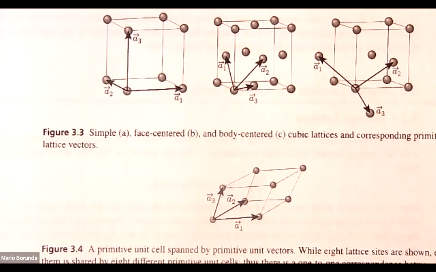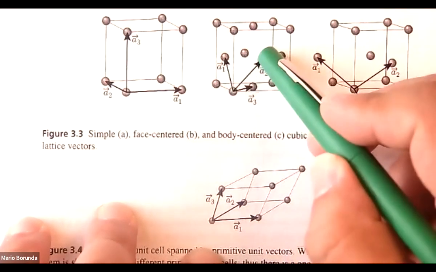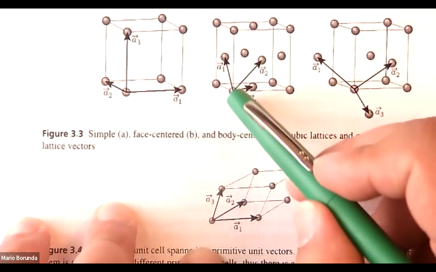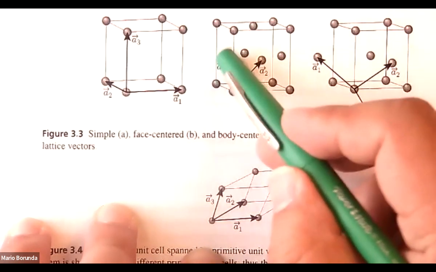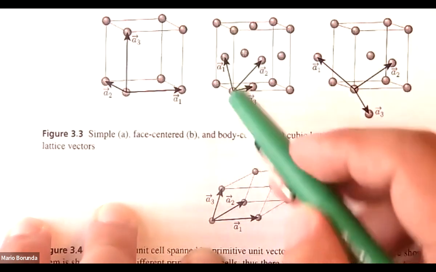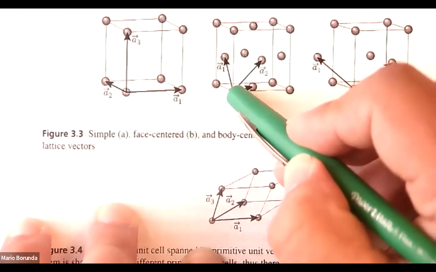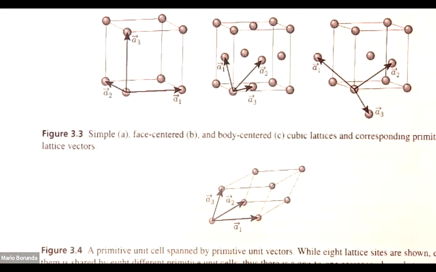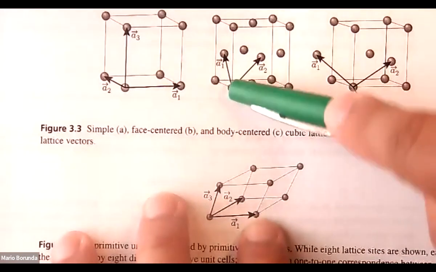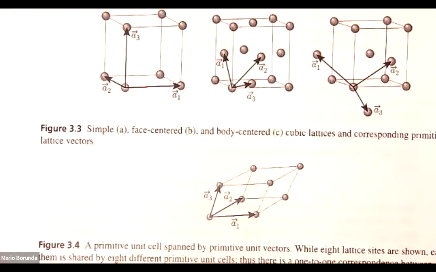So for the face center cubic, the vectors that take you from one point to any other ones are the vectors that take you from this corner to this one right here. And this point is in the face in this plane. So it's not the same as this one to this one as in the cubic lattice, because a vector that goes from here to here is not going to take you to visit this point. Now, if you want to visit from this point to this point, you can do it by linear combinations of A1, A2, and A3. So let me show you what those A1, A2, and A3 are.